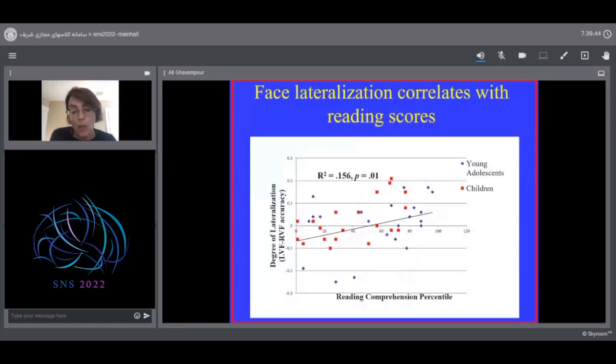The scores on the x-axis show their reading proficiency on an entirely separate measure of reading. And on the y-axis is the degree of lateralization for faces. And what you can see here is a nice, significant relationship. So the better the reader you are, the more faces are lateralized to the right hemisphere. It doesn't really matter what age you are. You could be a red square like the children, or you could be an adolescent. What's really driving this is how good a reader you are, that subsequently leads to the face lateralization.